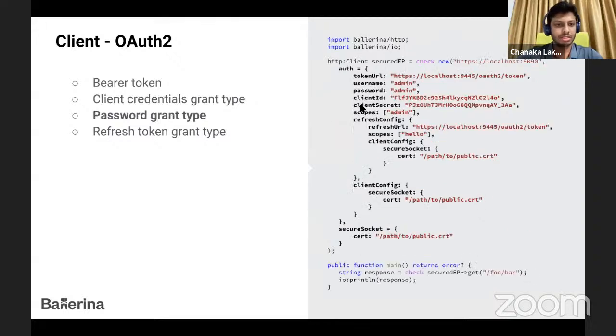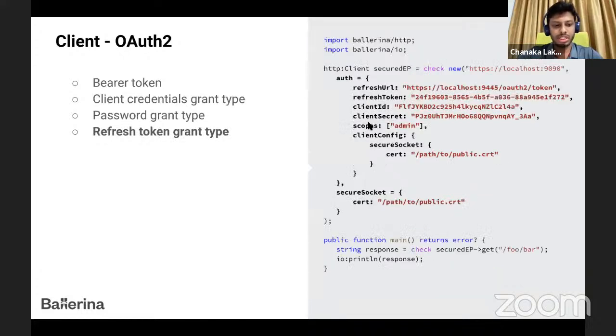The next one is the password grant type. Here also we are configuring the Ballerina HTTP client like this. Same as in the client credentials grant type, Ballerina will call the token URL and get the access token for authentication. Additionally, if the user has configured the refresh config here, then if the access token expires, it will be automatically refreshed.